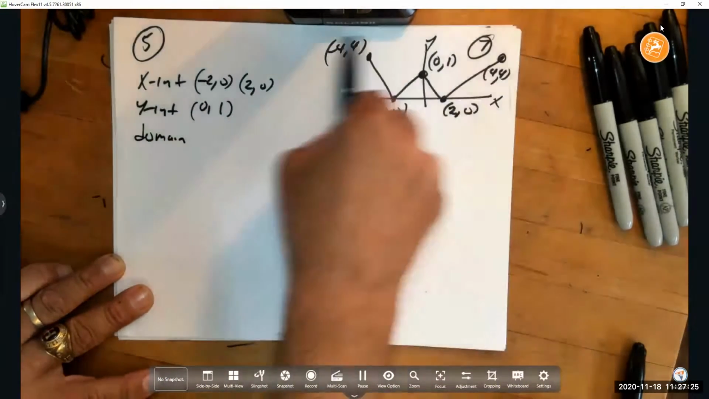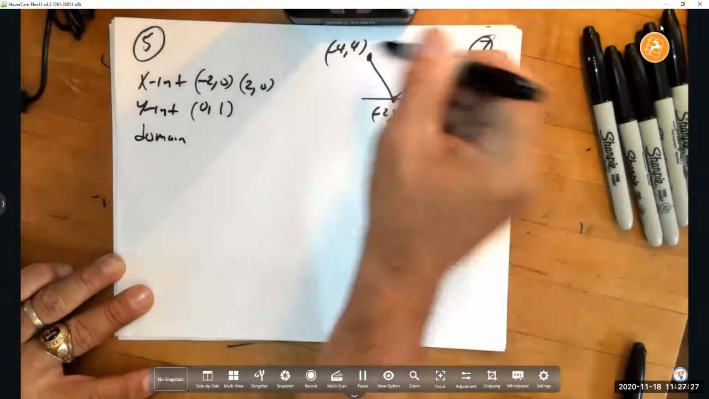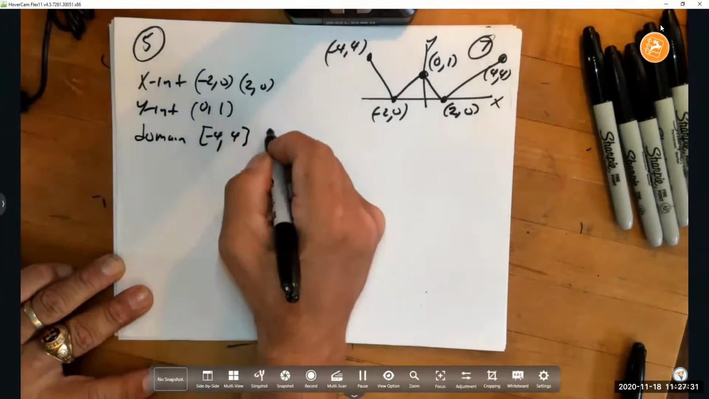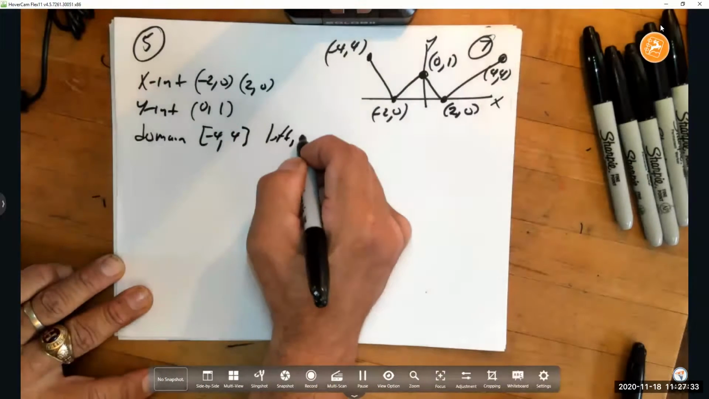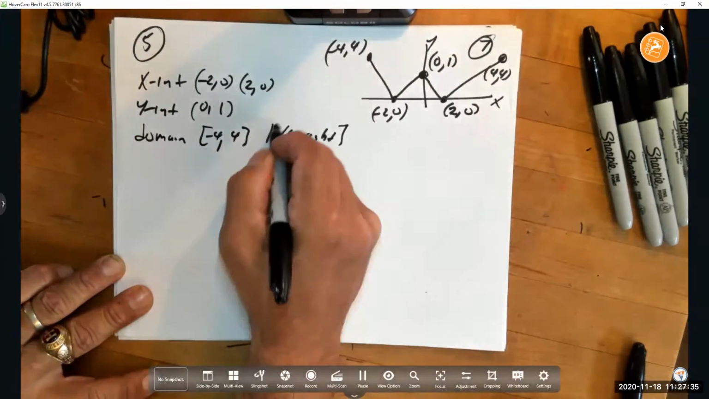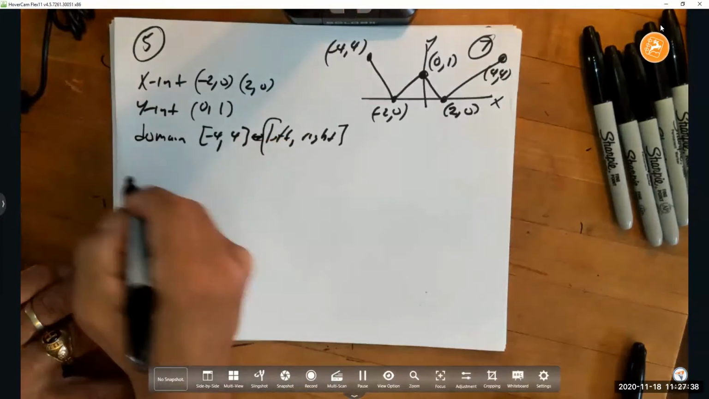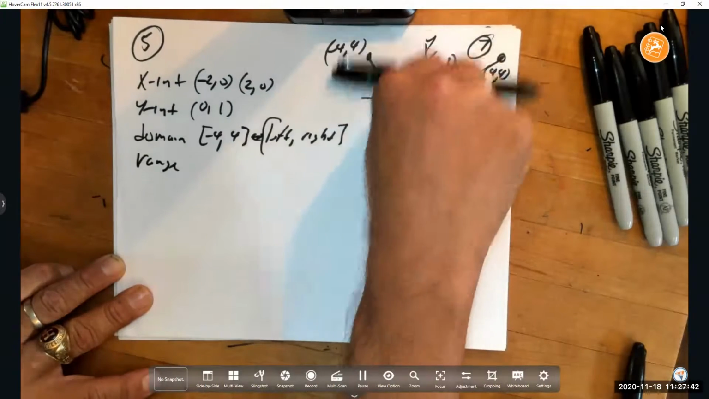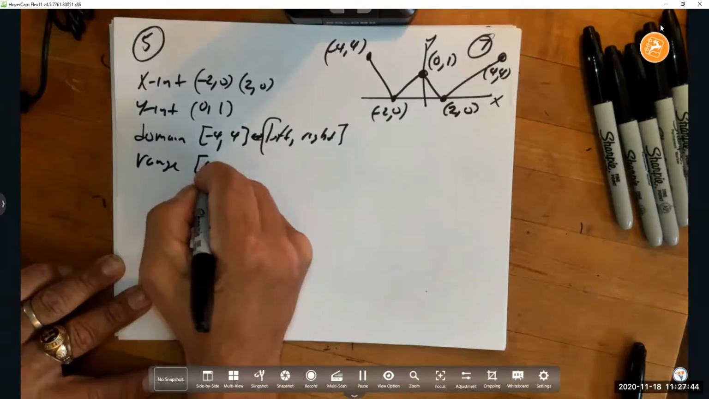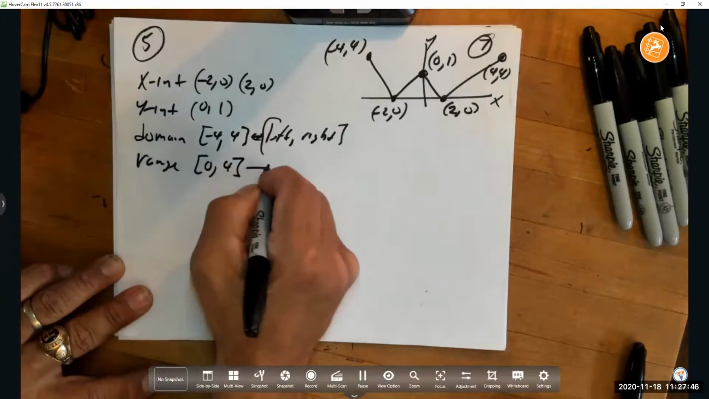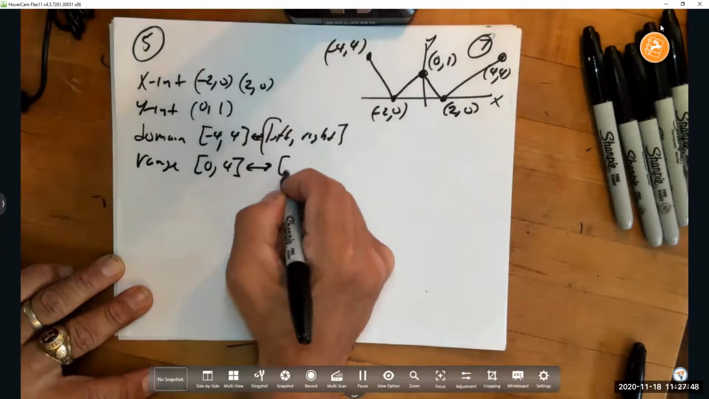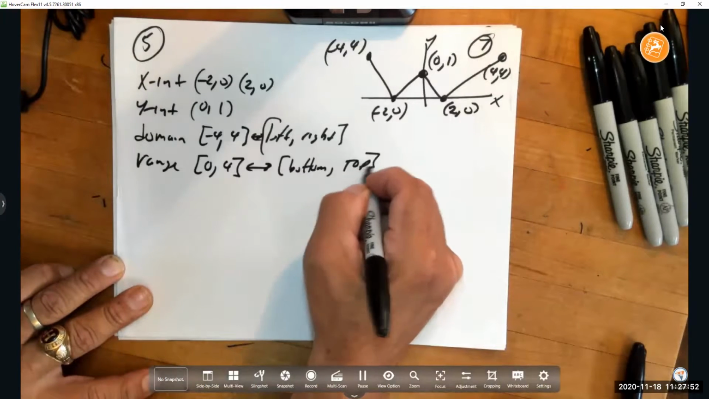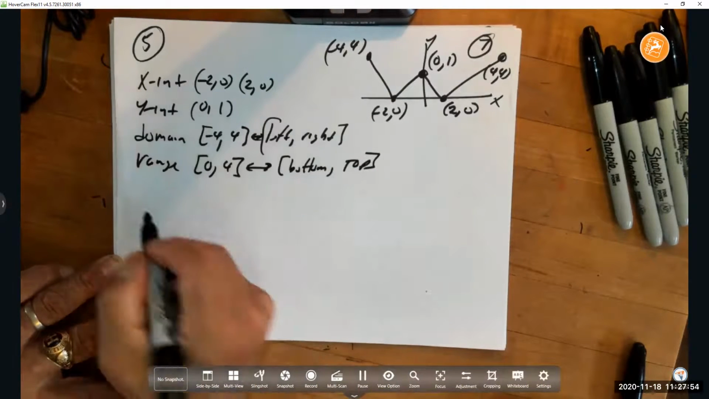So left and right, it only goes from negative 4 to 4. This is the left, and this is the right of this graph. Range goes from 0 up to 4. From 0 to 4. And this is from the bottom to the top. Next question.